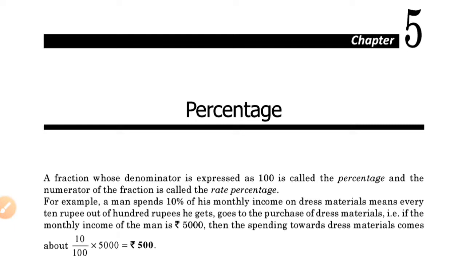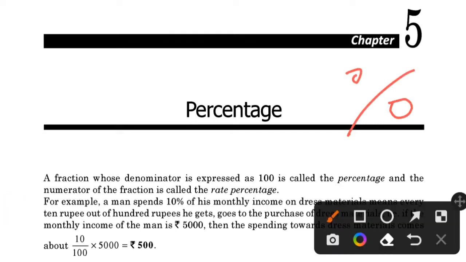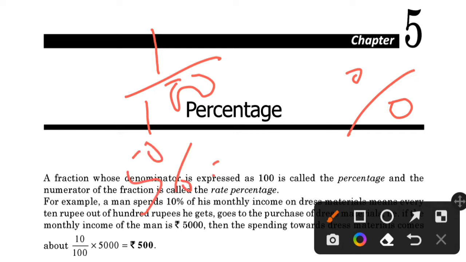Viewers, percentage means per 100, out of 100, 1 over 100. Per means out of, and cent means 100. So if we take something out of 100, that means percentage. For percentage we use this symbol, and to find percent of some number, we just multiply that number by 1 upon 100. So if we are asked to find 5%, it just means 5 over 100.